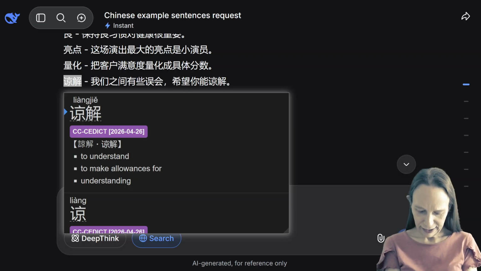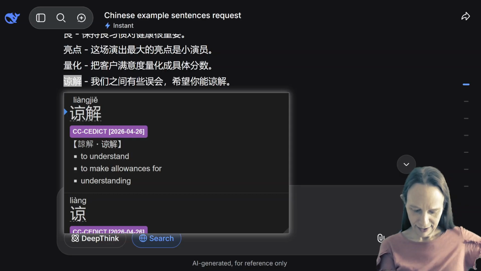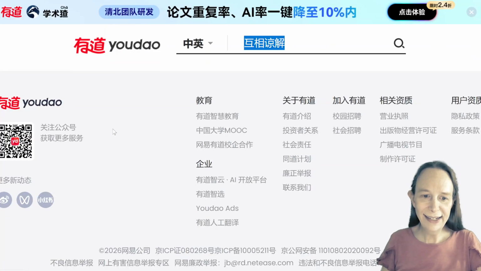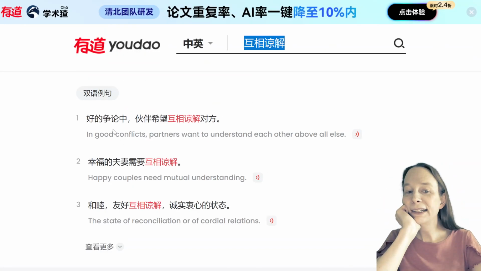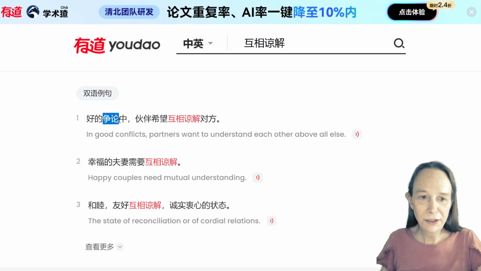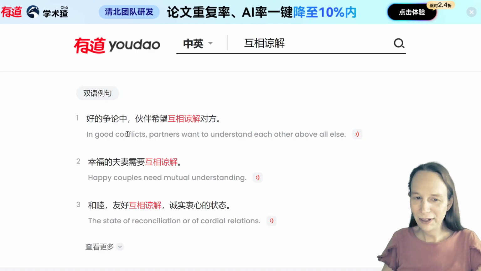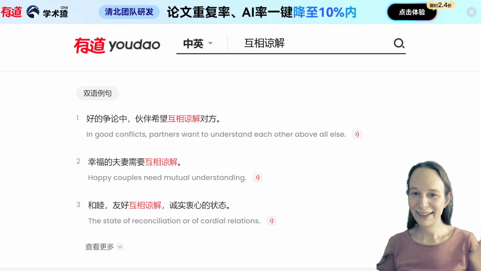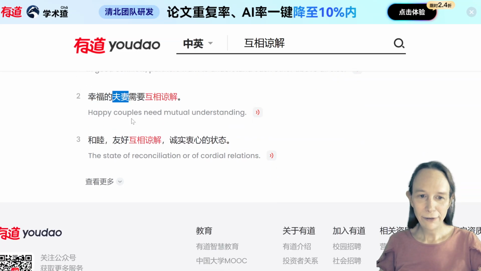同学间应互相谅解，互相谅解。Mutual understanding. Yeah, that's not a bad one actually. 互相谅解。好的争论中，伙伴希望互相谅解对方。So in good 争论, kind of like controversy, conflicts, a good conflict, but it's more like, yeah, probably it should be different in both English and Chinese and say good conflict resolution requires this. 幸福的夫妻需要互相谅解 mutual understanding.